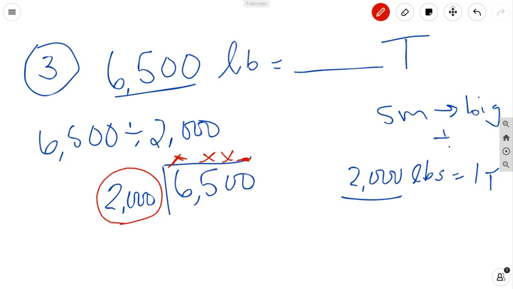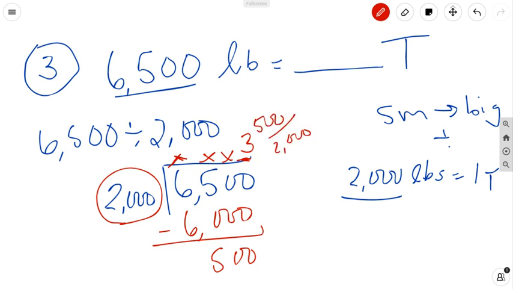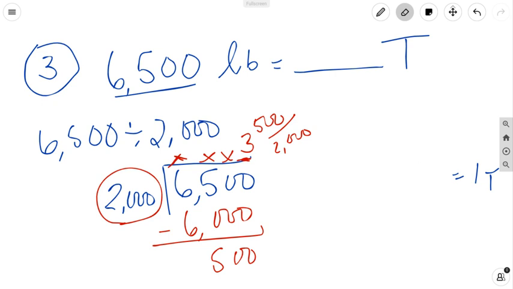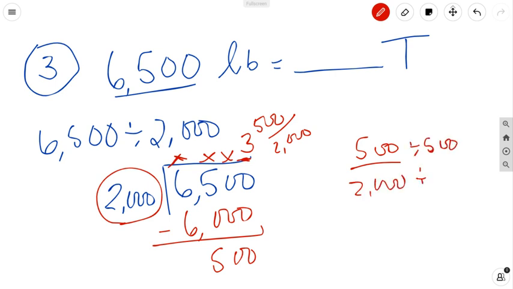What am I going to multiply with 2,000 and get me close to 6,500? Well, I know that 2,000 times 3 is going to give me 6,000. That means I have 500 left over. So really that's 3 and 500 2,000s. But I'm not going to leave the 500 2,000s like that. I'm going to simplify it. I could divide because 500 goes into 2,000. I can actually divide 500 by 500 and 2,000 divided by 500. Those are zeros. And I can get 1 over 4.